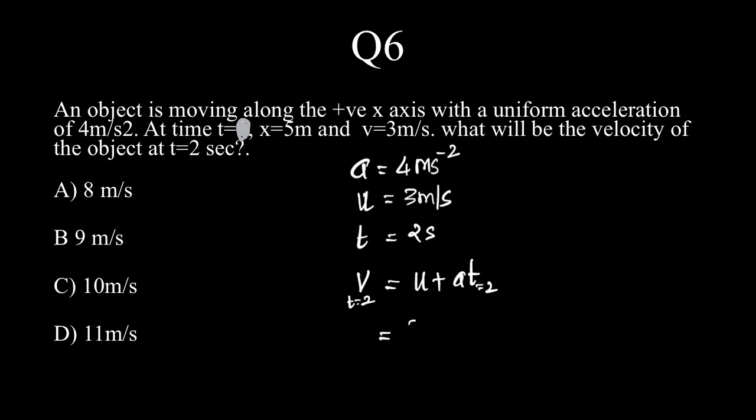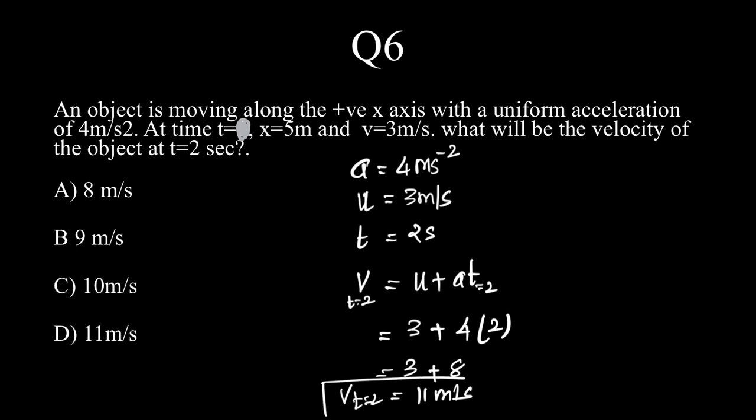So what is u? U is 3 meter per second. A is given as 4 and time is given as 2. So this becomes 3 plus 4 into 2, which is 8. So that is 11 meter per second is the velocity. So the correct option is option D.